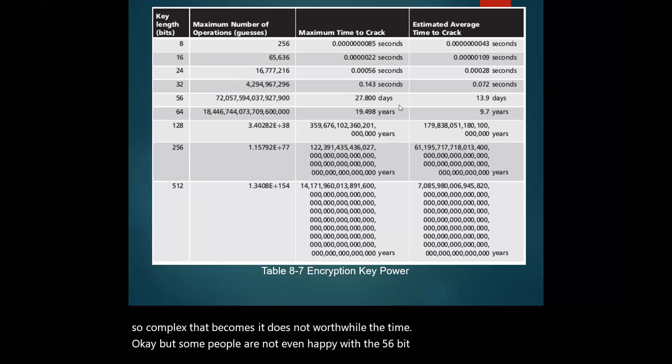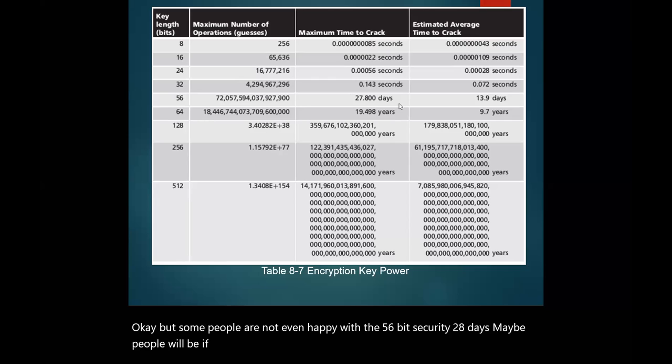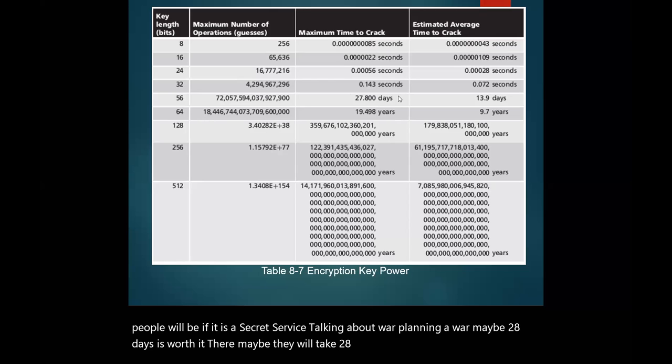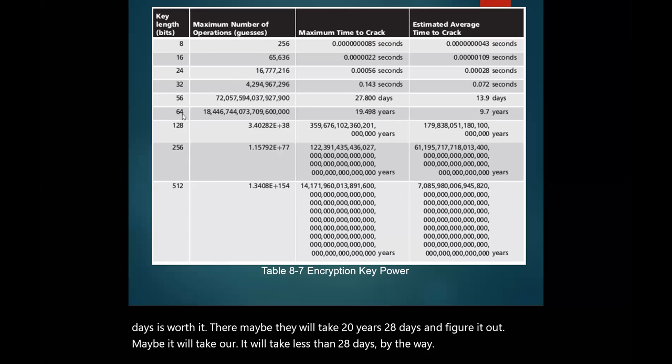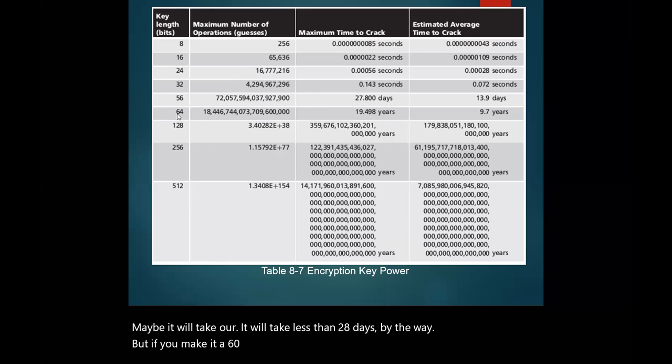28 days, if it is like a secret service planning a war, maybe 28 days is worth it. Maybe they will take 28 days and figure it out, right? On average, it will take less than 28 days, by the way. But if you make it a 64-bit key, then it will take 20 years to guess that key randomly. It becomes almost impossible, and it is not even worth trying.